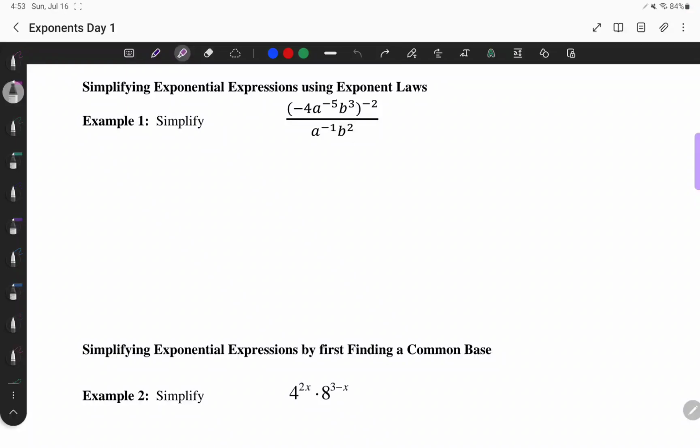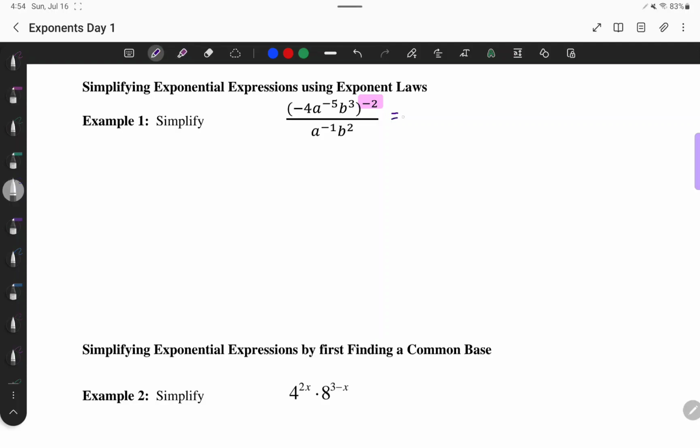We are going to begin our review of exponent laws by applying them to different expressions. Our goal in this is to simplify the expression as much as possible, following the order of operations. For example, this example here includes an exponent outside of a bracket. As a first step, we need to apply that exponent to everything inside the bracket.